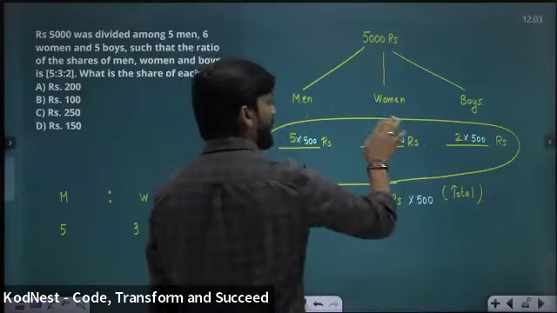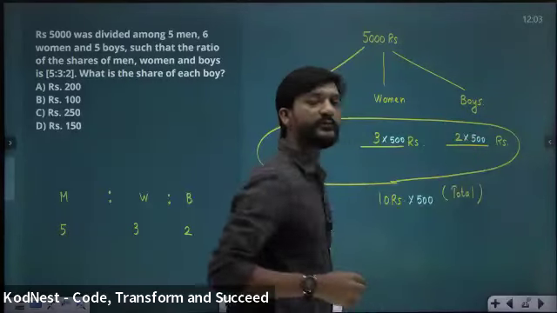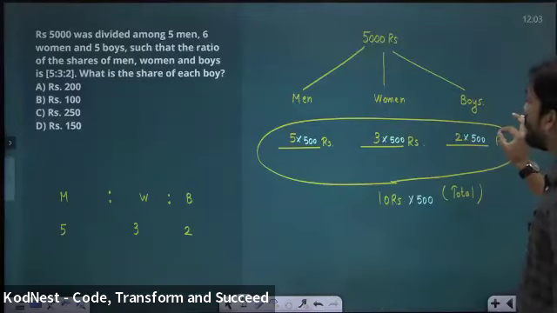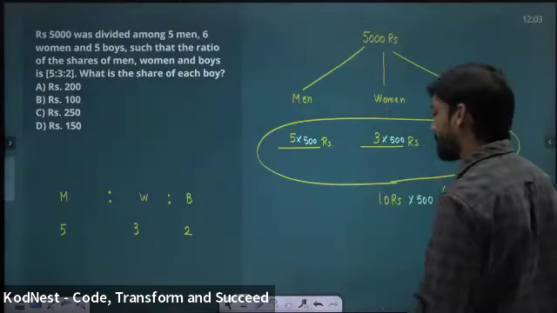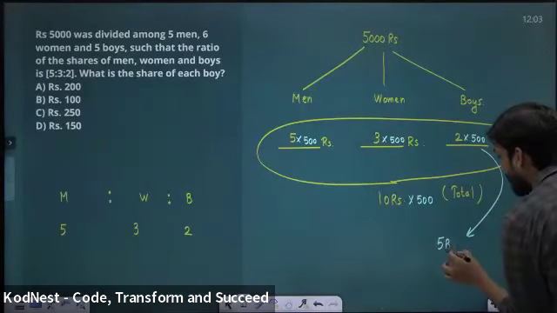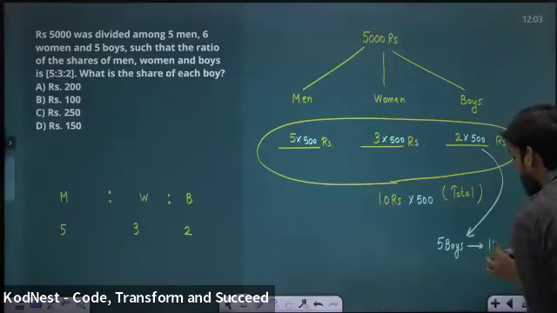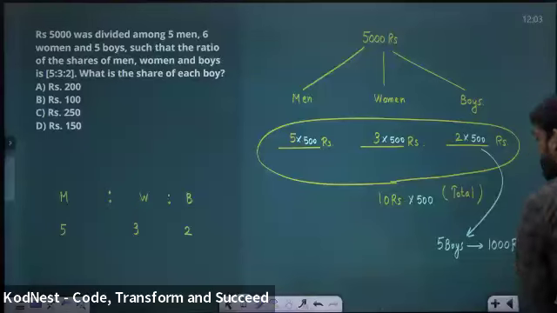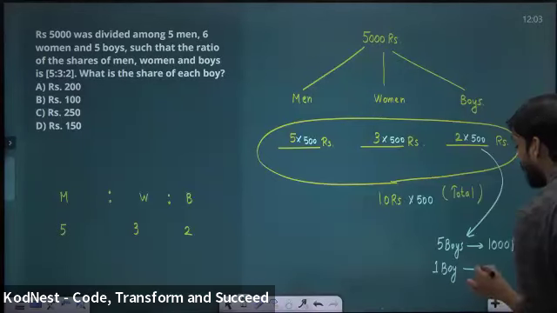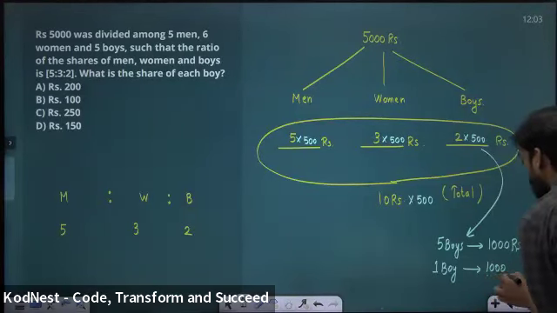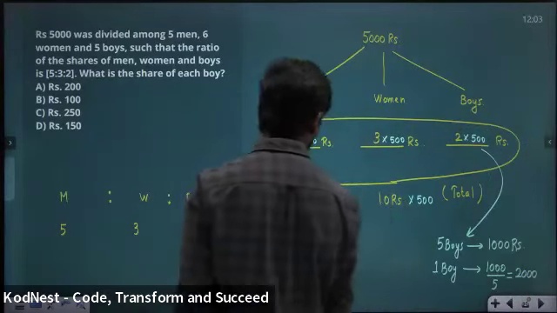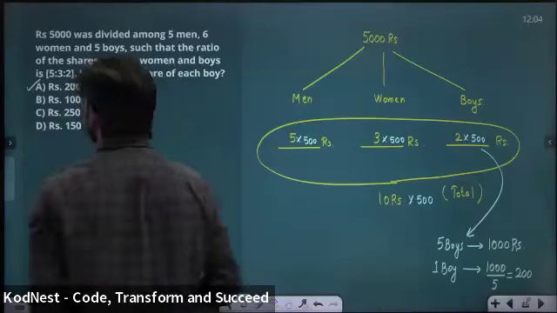What are they asking? Each boy's share. Is it the share of each boy? 1,000. No. It is the share of how many boys? 5 boys. So 5 boys are getting 1,000 rupees. So each boy will get 1,000 by 5. That means 200 rupees. So 200 rupees each boy will get.